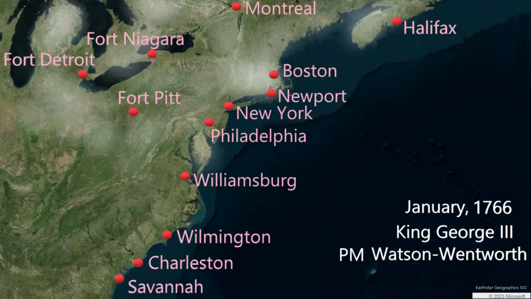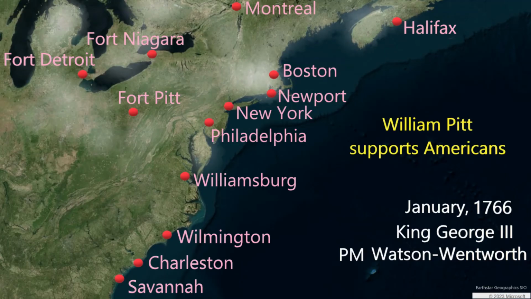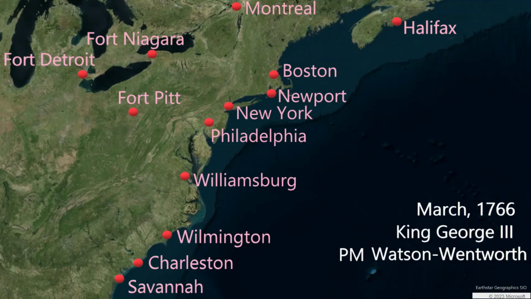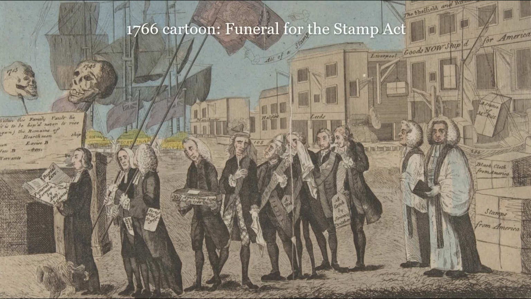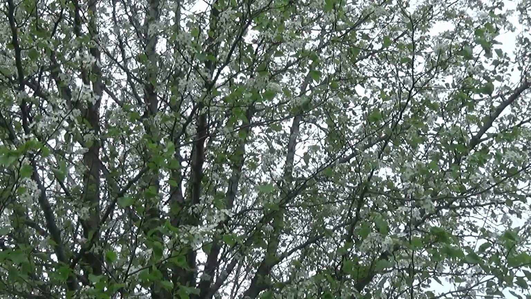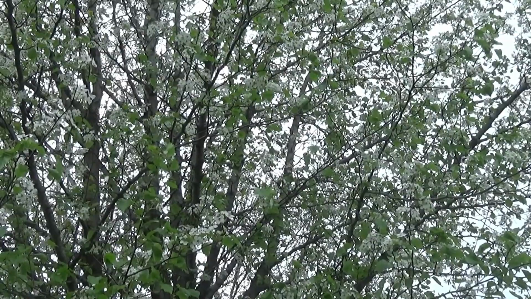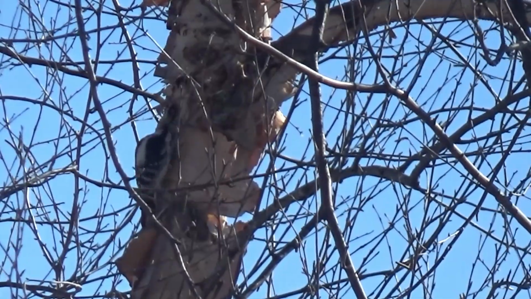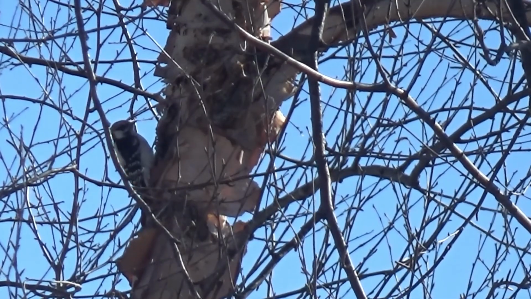January 1766. In Parliament, William Pitt sides with the colonists in denouncing the Stamp Act. March 1766. 1 year after the Stamp Act's passage, it is repealed by Parliament. It had been in effect for only a few months, and it was a total failure. However, Parliament also passes the Declaratory Act, which declares Parliament as the supreme authority in the British Empire. The immediate issue of the Stamp Act is resolved. However, the larger philosophical issue concerning the power balance between Parliament and the colonial assemblies is still at issue.